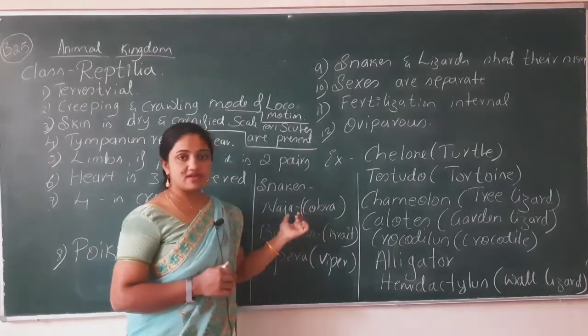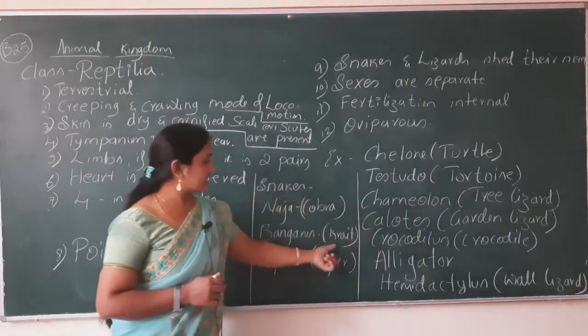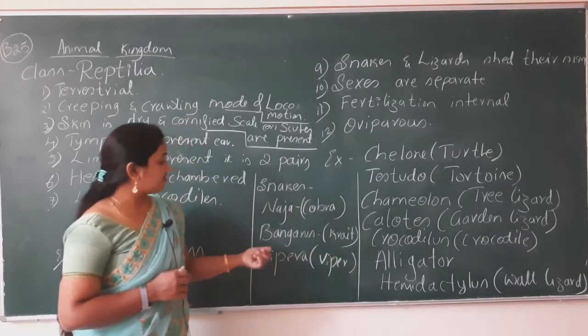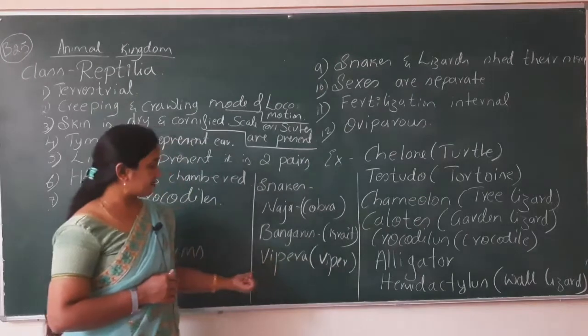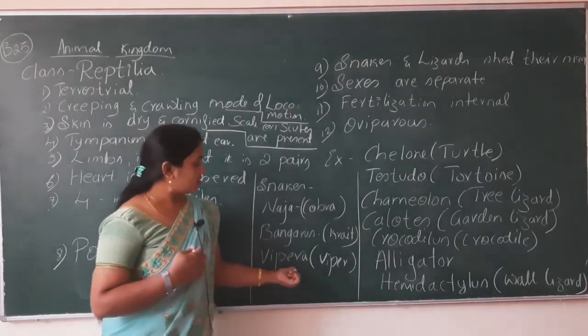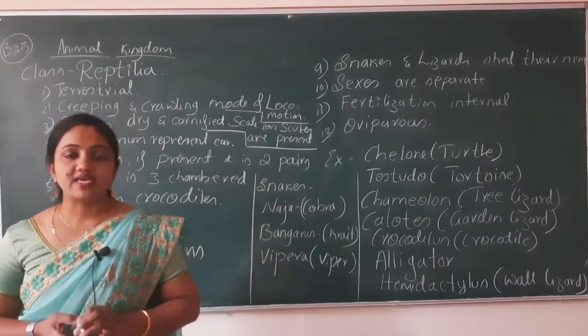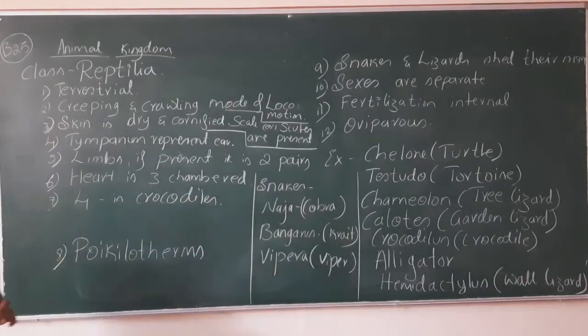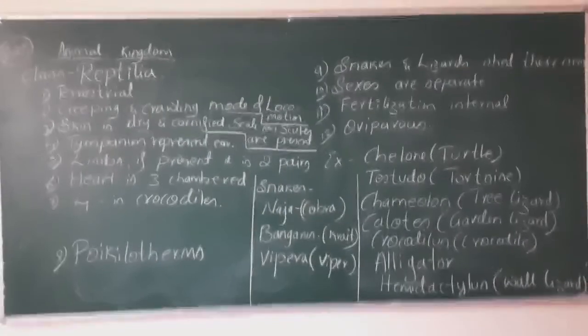Those are Naja, commonly known as cobra. Krait, the scientific name for the krait is Bungarus. The scientific name Vipera is commonly known as viper. So these are all the characteristic features of class Reptilia. Now we'll move on to the next class.